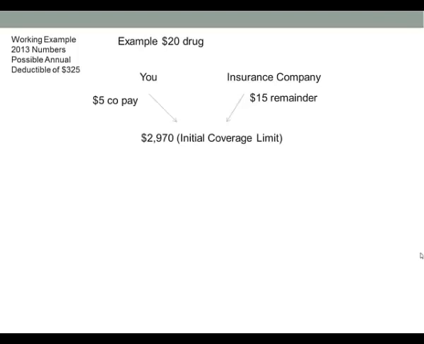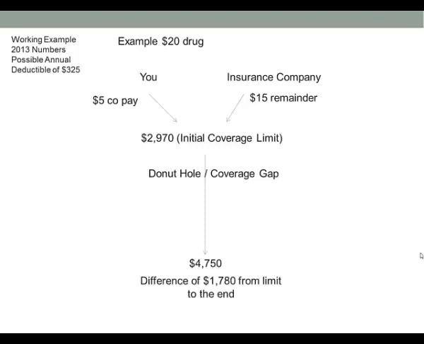This initial coverage limit is the same with any Part D plan. They all follow this exact number, $2,970. This is when you actually hit the donut hole or the coverage gap. And you'll pay for your drugs out of pocket until you reach $4,750. Now, if we just take a look at this right here, you might say to yourself, well, that's a difference of $1,780 from the initial coverage limit to the end of the gap. Because once you get through the gap, you'll just pay a small percentage of your costs. But that's not how it works.